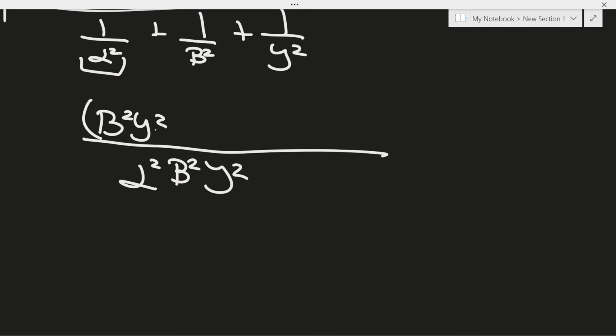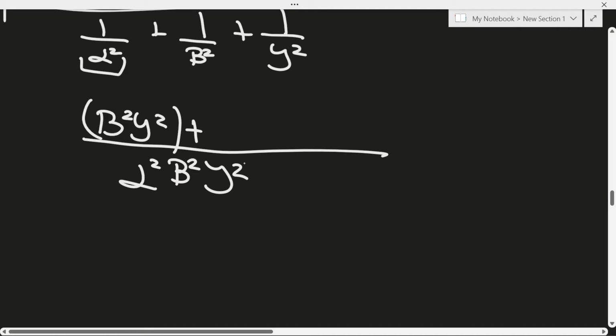If you don't understand this way of adding fractions, I'd recommend that you go and learn it, because this is a very useful thing to know, especially in pure math. I actually think it's mandatory. It's not just a good thing to know. You have to know it.